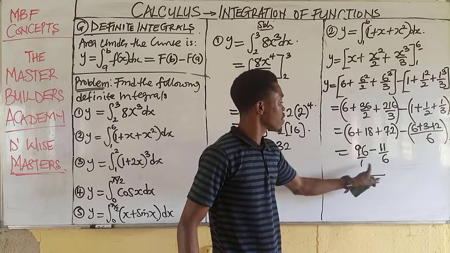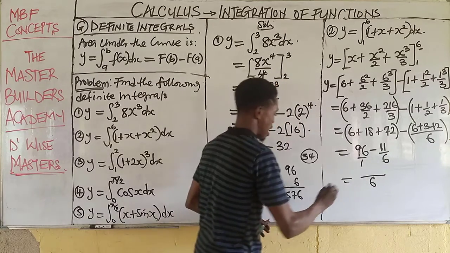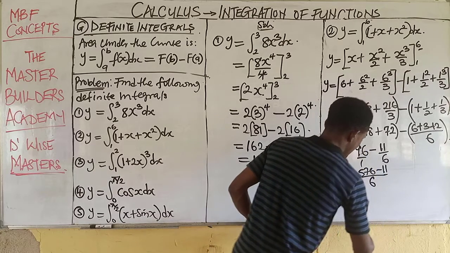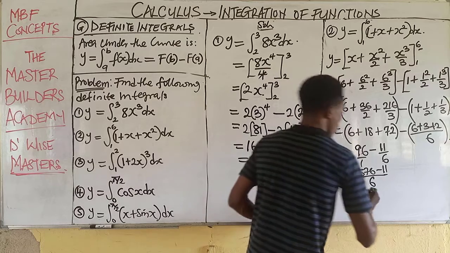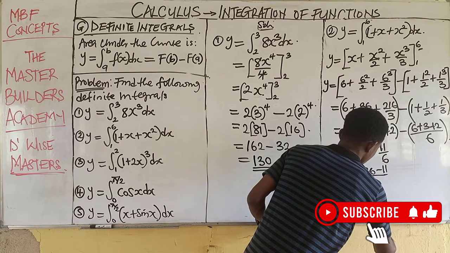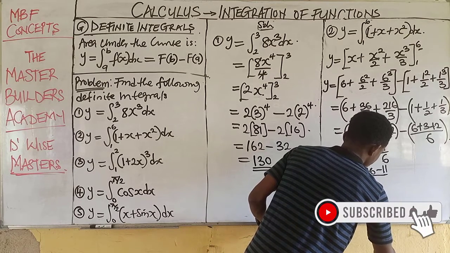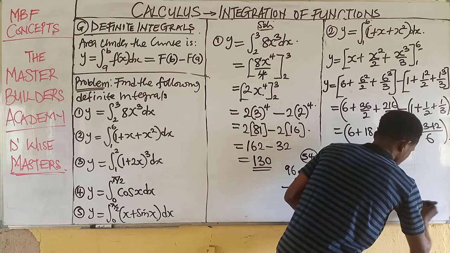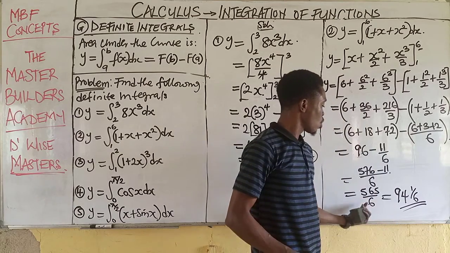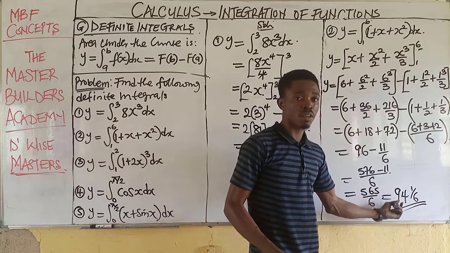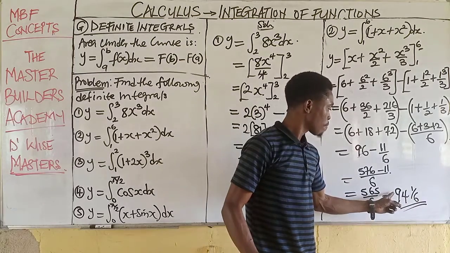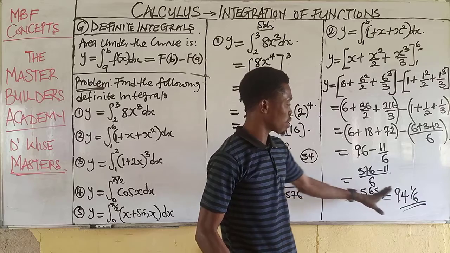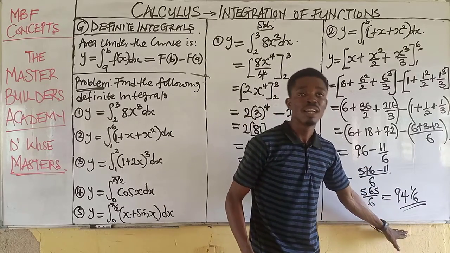Now, 6 divided by 1 is 6. And so we have 576 minus 11. And when we remove this from this, we have 565 over 6. That is 94, whole number, 1 over 6. 6 will go into 565 94 times. And 6 times 94 would have given us 564. When we remove 564 from this, we have a remainder of 1. So this is the answer to this question.